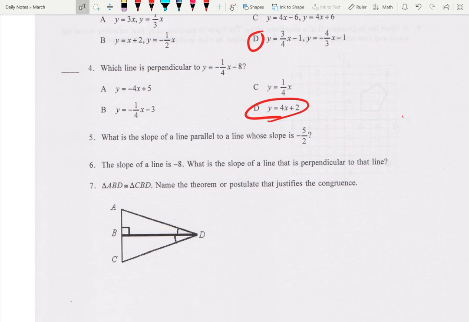What is the slope of a line parallel to the line whose slope is -5/2? Parallel has the same slope. So if this slope is -5/2, then the parallel line is also -5/2. Simple as that.